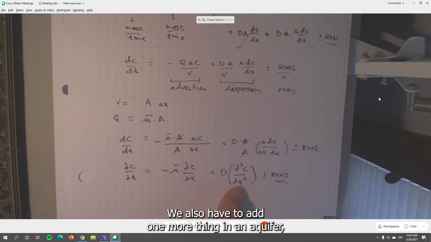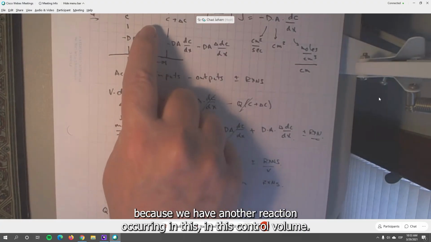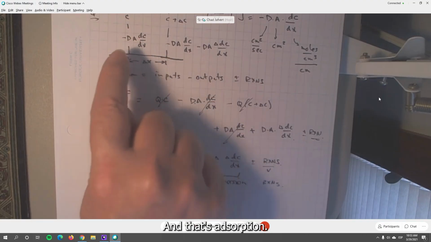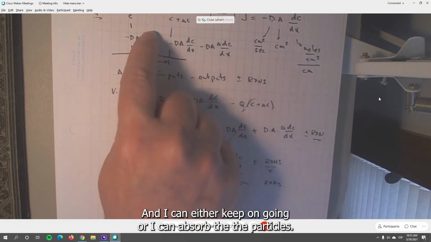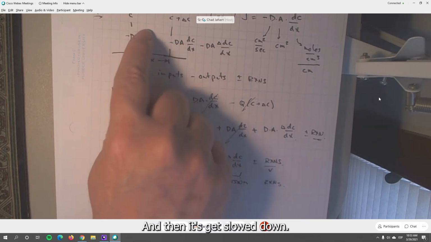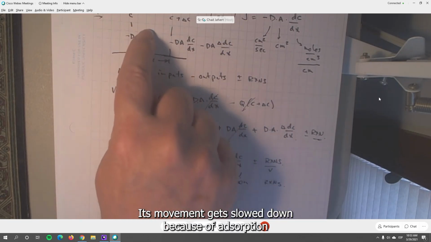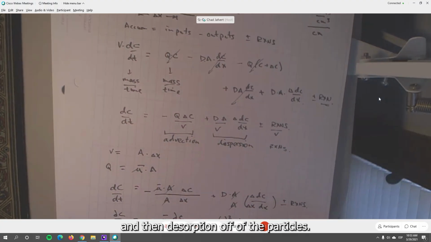We also have to add one more thing in an aquifer because we have another reaction occurring in this control volume, and that's adsorption. So we have the chemical coming in, and it can either keep on going or it can adsorb to the particles, and then it gets slowed down. Its movement gets slowed down because of adsorption and then desorption off of the particles.